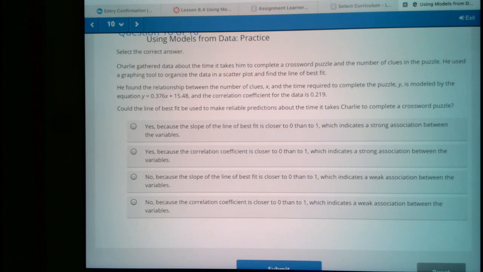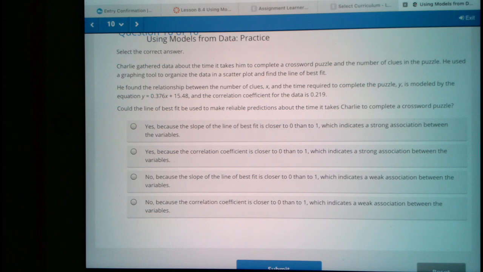Could the line of best fit be used to make reliable predictions about the time it takes Charlie to complete a crossword puzzle? Again, we're looking at the correlation coefficient. Because it's 0.219, that value is closer to 0 than it is to 1. Let me repeat that: the closer the correlation coefficient is to 1, the more accurate our prediction equation will be. So it's going to be one of the no answers again.